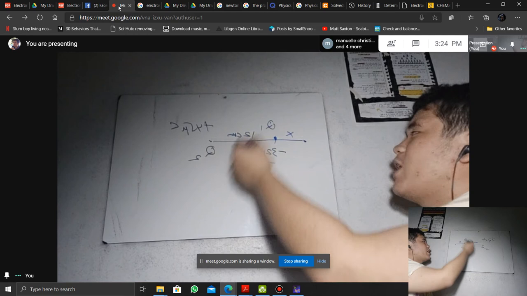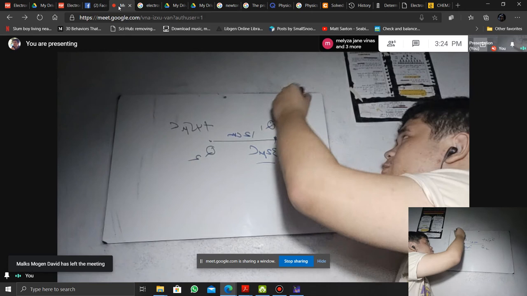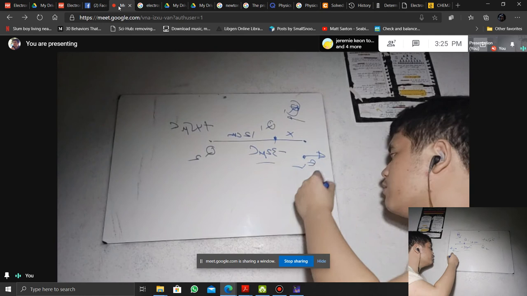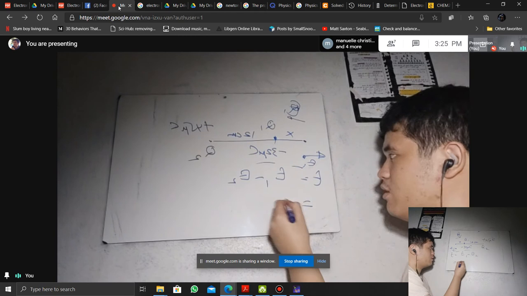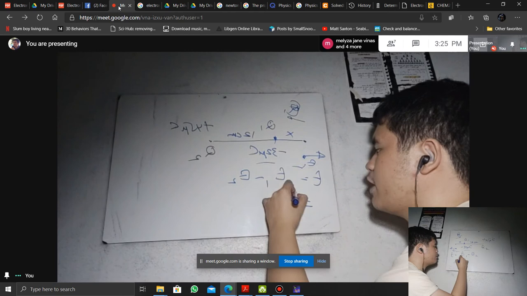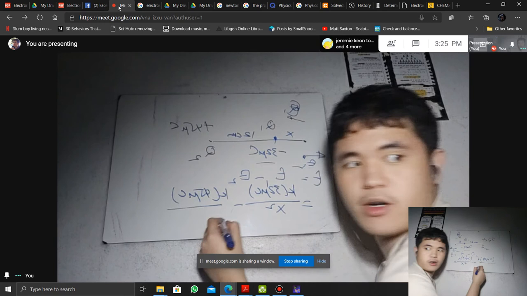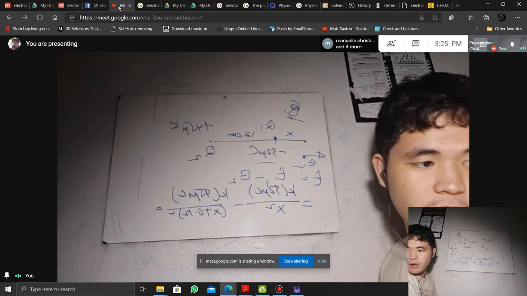Ay, yan, E1. Tapos ito, Q2 to E2. Kasi opposite, no? So, ngayon, step 2, determine yung electric field, disregard your signs. E1 minus E2. So, E1 is K times 32 microcoulombs over X squared minus K times 45 microcoulombs over (X plus 0.12) squared. Dahil in equilibrium siya, zero electric field dapat, equal to zero.